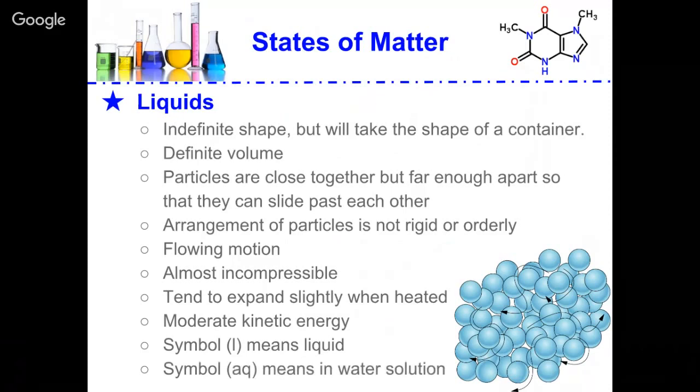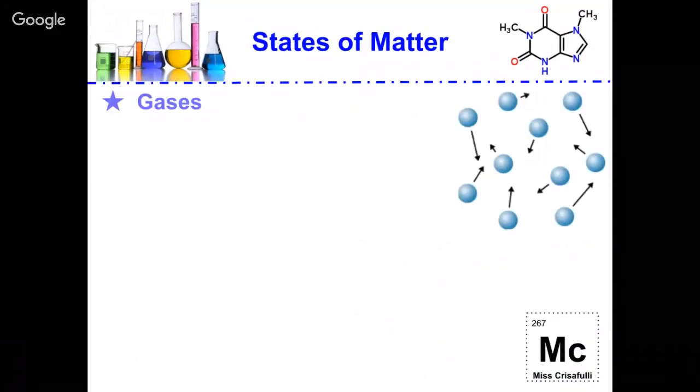Or if it's AQ, that means that we have a water solution. So aqueous means that something is dissolved in water. It's a solution. The next one is gases. Gases have an indefinite shape. They take the shape of their container.